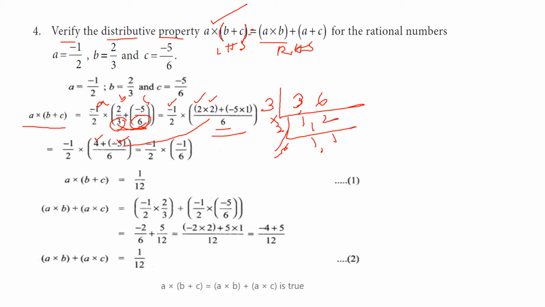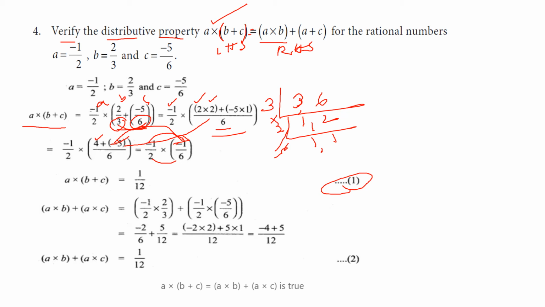Again 4 plus minus 5, 1 plus 1 minus means subtract and put the greater number's sign. 5 minus 4, 1. Here the greater number has the minus sign, so minus 1 by 6. After multiplying, minus 1 into minus 1, plus 1. Minus into minus is plus, 1 into 1, 1. 2, 6s are 12. This is the first LHS answer.